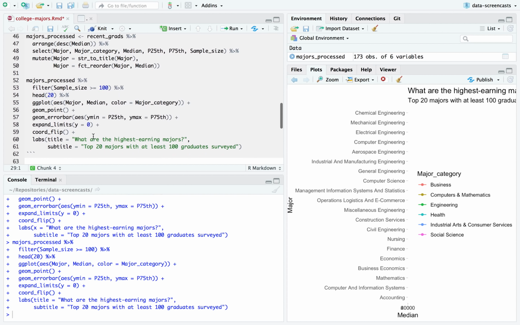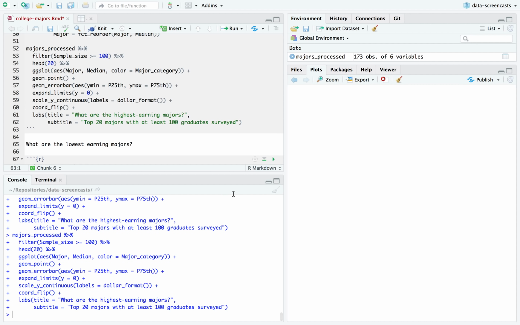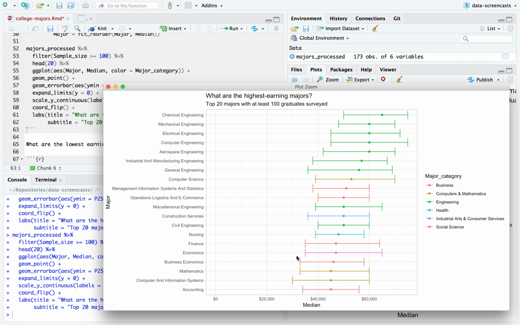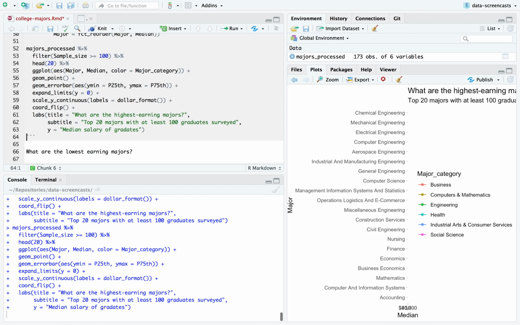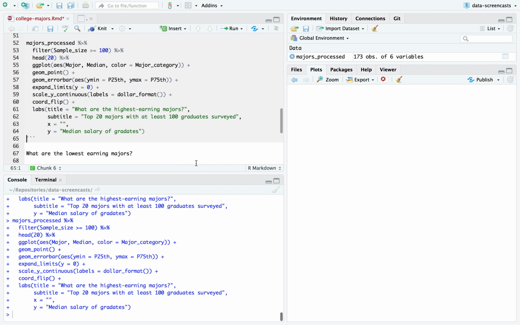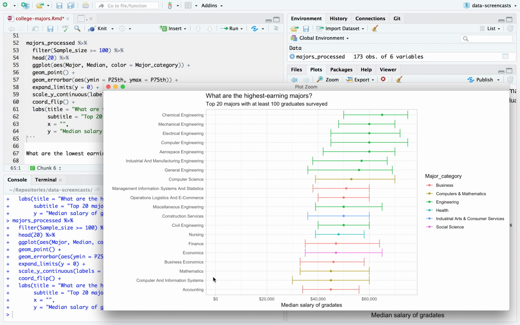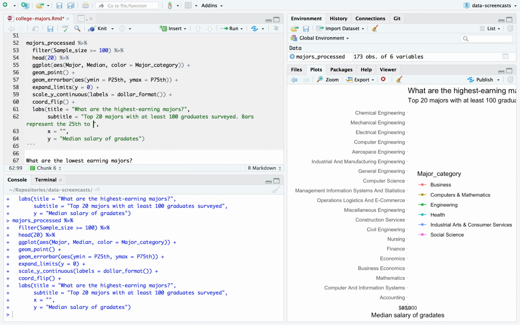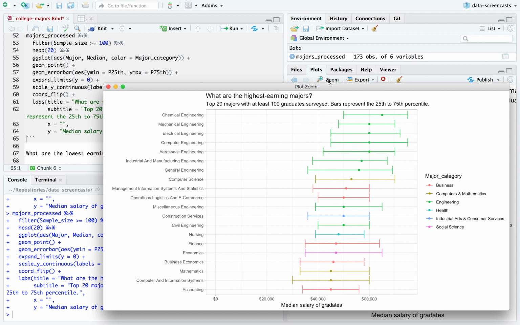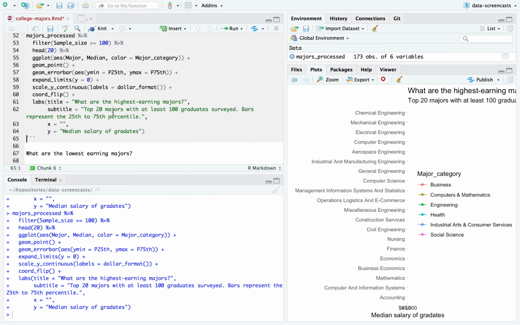I can throw in a dollar format. Sometimes I clean as I go, sometimes I don't, polish as I go. And here I can, so close, I would say median salary of graduates. I'd probably go back and add a little bit more detail to some of these. I like to drop the x-axis. It's obvious these are majors. This looks better. That's a pretty solid graph. Oh, and I forgot to say the bars represent the 25th to 75th percentile. Really important to say these are not confidence intervals. These are ranges. All right, that's a solid graph.